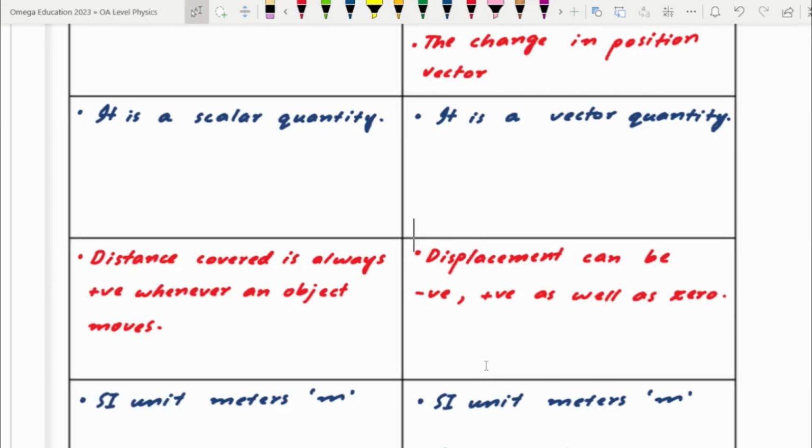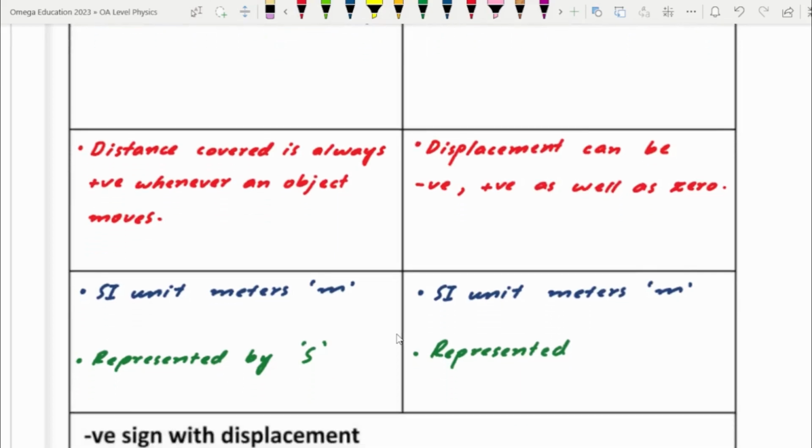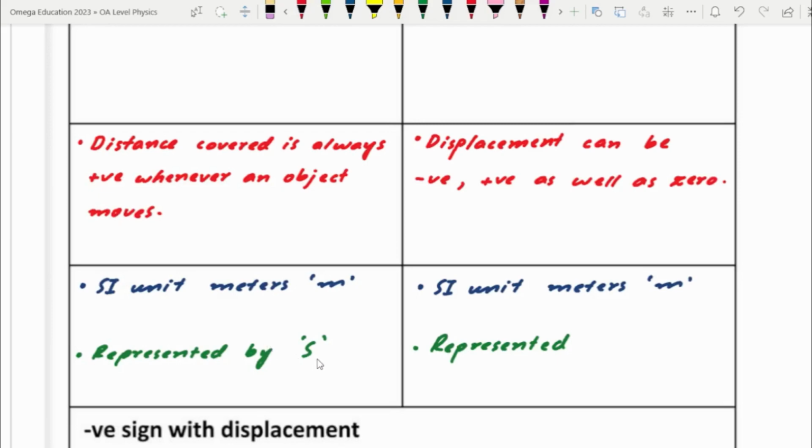Both of them are measured in the unit of meters. If we talk about the symbol, distance is represented by the symbol S. S is there to represent the word spatium, which is a Latin word that means the length or the track, and space is derived from it as well. So spatium, starting from S, is the symbol of distance, and displacement is represented by a small d.